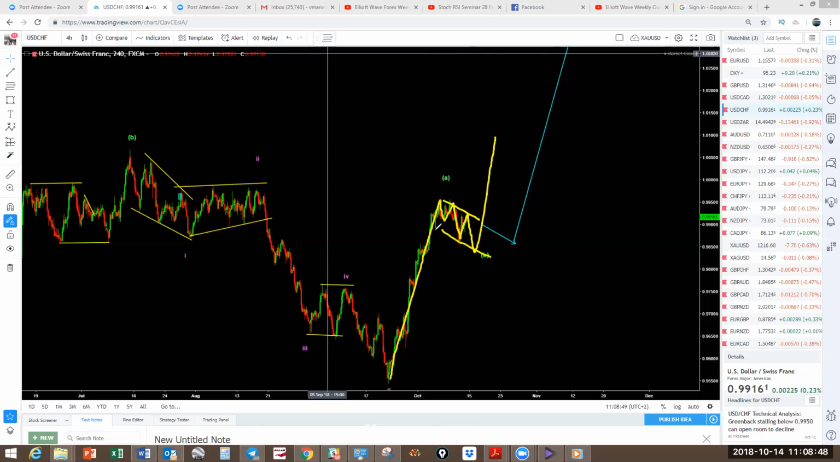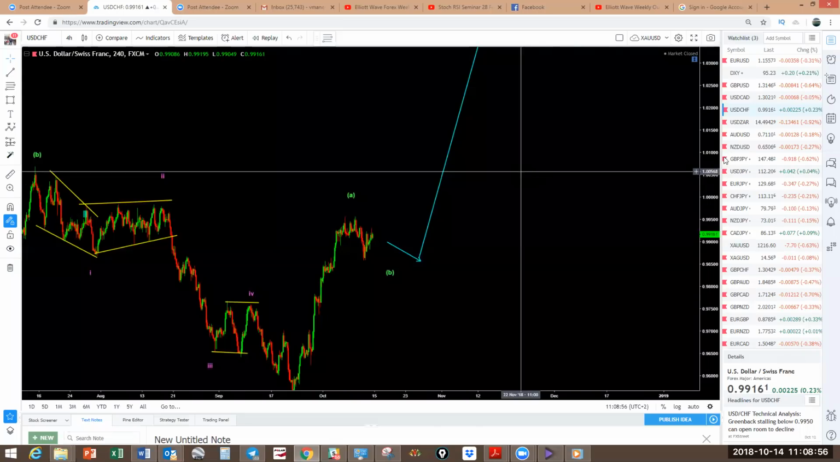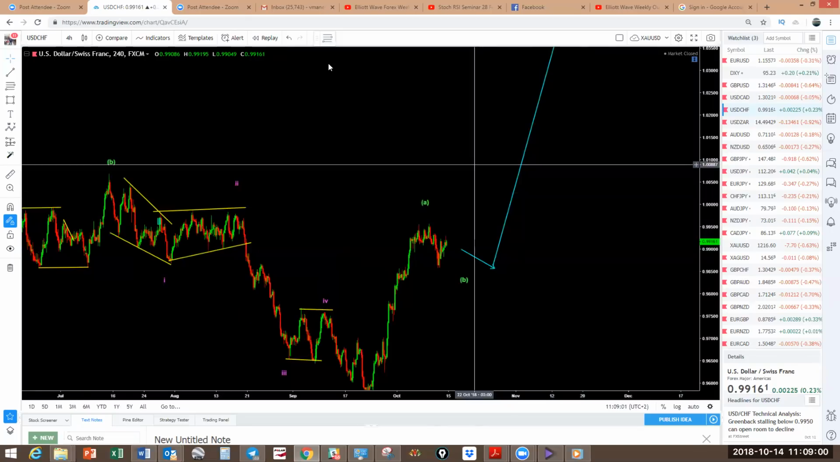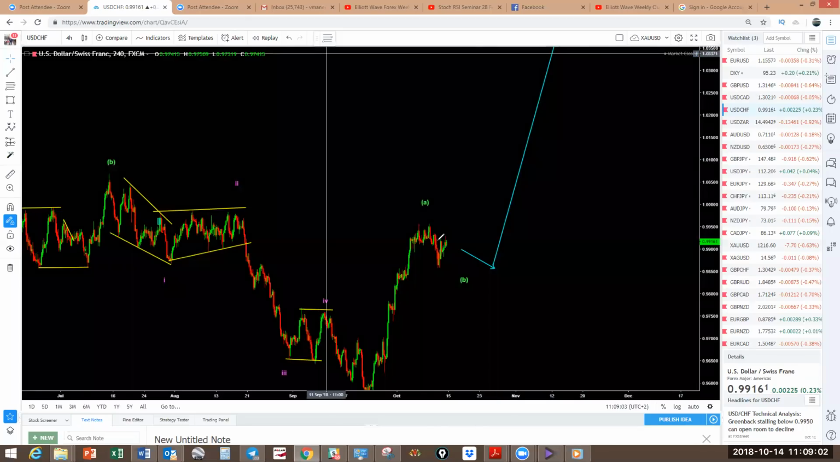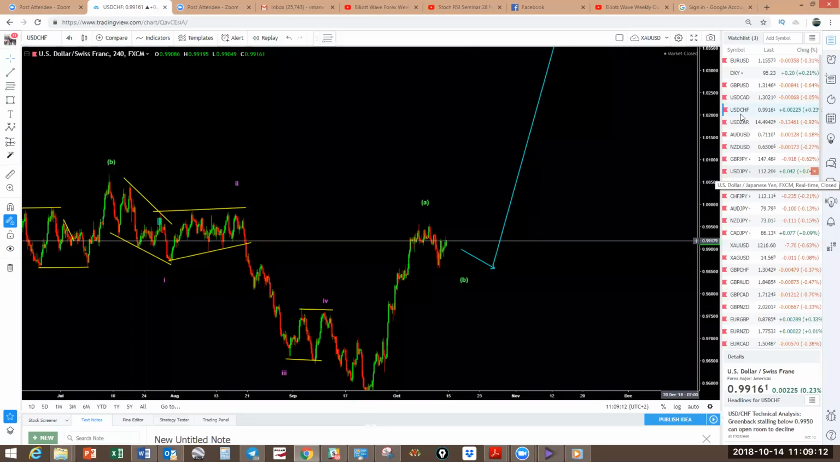So wait and understand how these corrections play out. If you don't understand Elliott Wave corrections, you won't be able to trade this. And also if you don't understand Fibonacci properly, you won't be able to trade these trades even if I'm showing you, because you need to wait for these setups, these corrections to complete as far as Elliott has identified them. All right, so that is USDCHF.